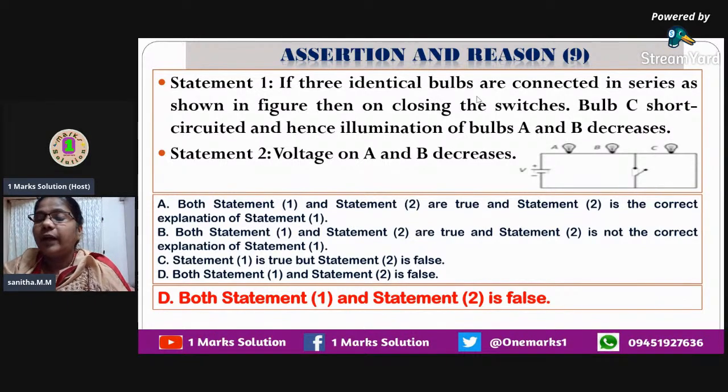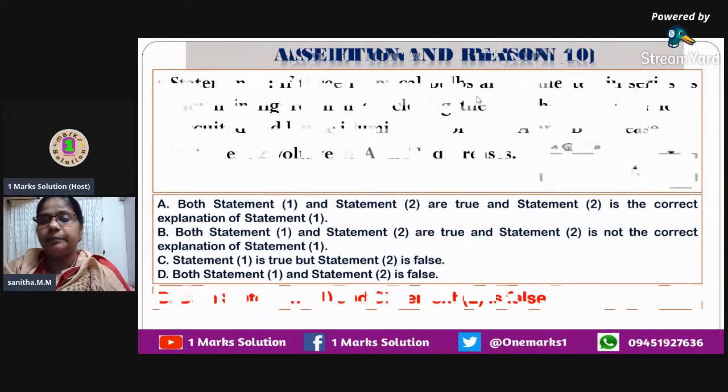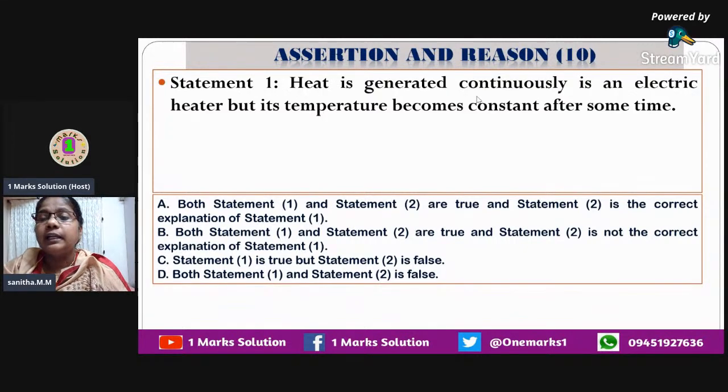No, not at all. Why? Because when current is flowing, you can use Kirchhoff's first law. Current is flowing there. If we are not switching on the switch, that means if we are opening the switch, what will happen? Equal current will be flowing, so equal illumination. When it is closing, what will happen? Some current will flow through that also. So when it reaches C, it will be reducing. And the statement, what is the reason here it is given? That reason we have to give here. But here the reason is voltage on A and B decreases. No, not at all. So here we can say both the statements are false. So the option D.